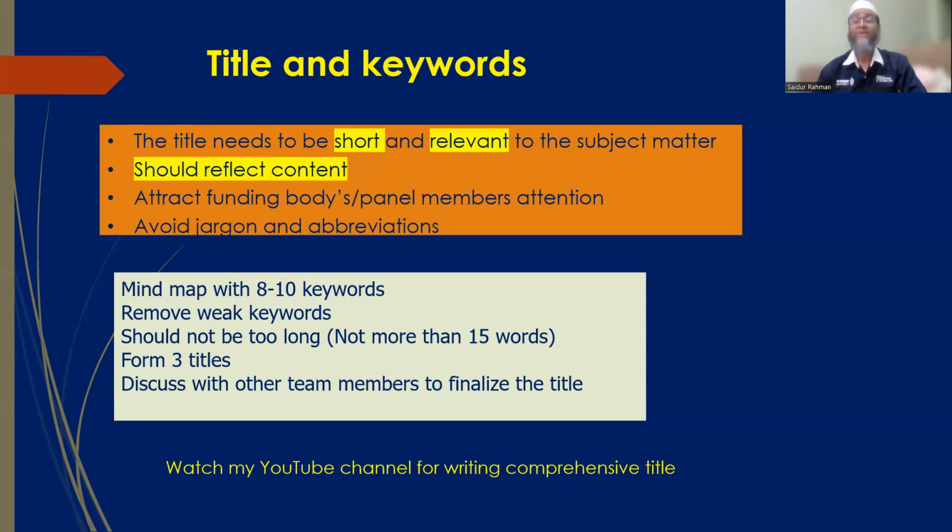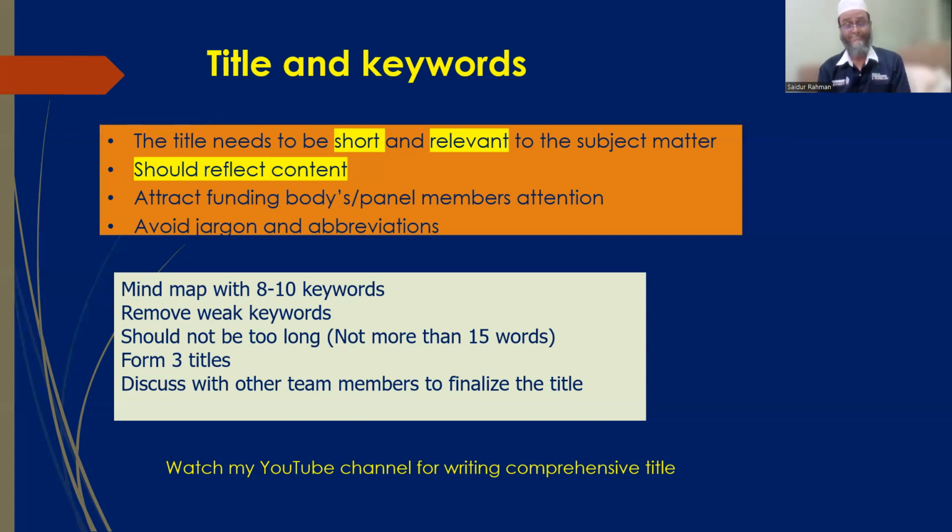Okay, this also should reflect the content. Normally those who are new try to write a proposal title with whatever they feel, whatever they think. So I think if you come out with keywords, as I put in the box, that will probably help you address the reflection of your content in the title. It should attract funding bodies' and panel members' attention. So the title should be written in such a way that it is simple and understandable. There are some attractive elements. It's not too wordy. It does not have so much jargon and abbreviation, and as a result, panel members will be attracted.